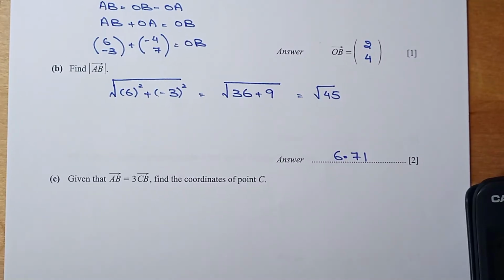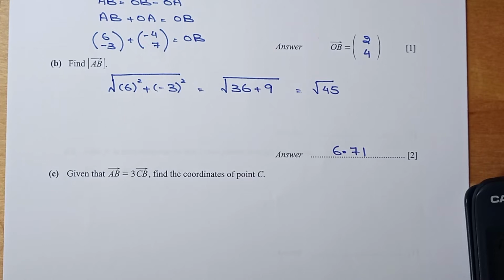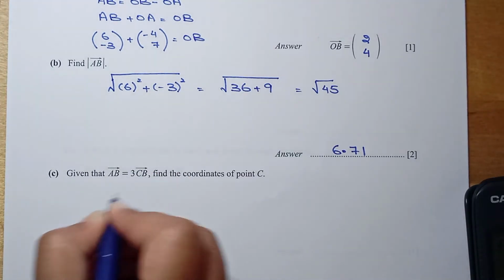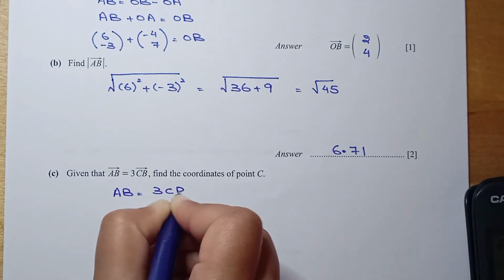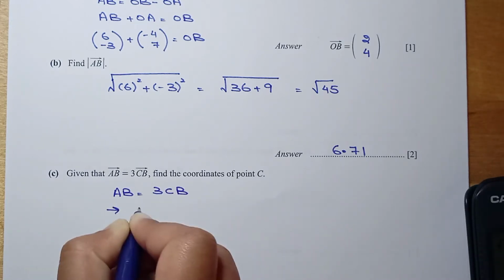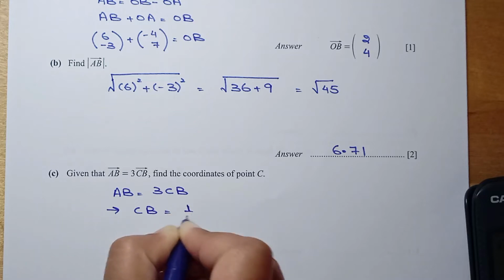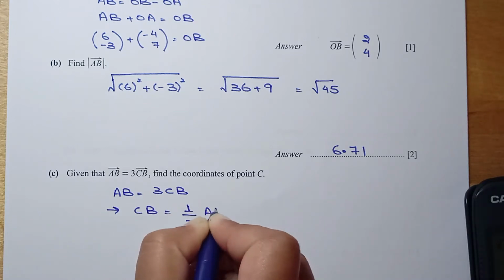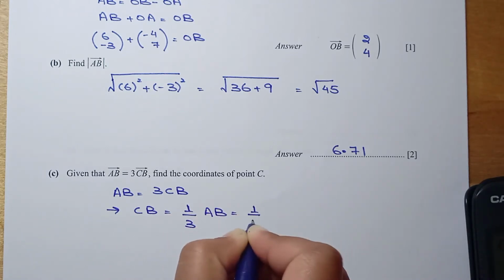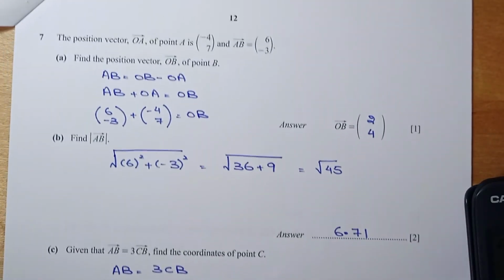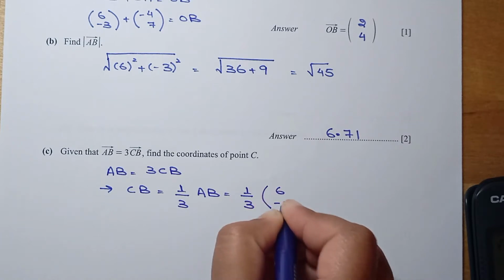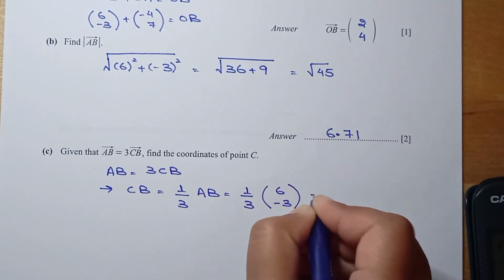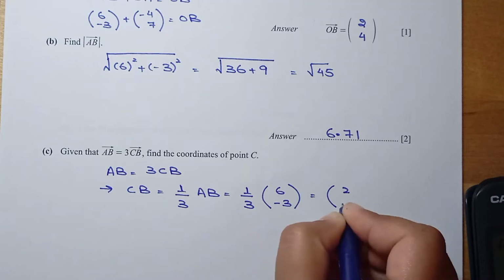Now for part C, given that AB is 3 times CB, find the coordinates of the point C. Okay, so if AB is 3 times CB, what is CB? CB is 1/3 of AB. So this is 1/3, and AB we have been given at the top, that is (6, -3). So 6 over 3 is 2, and -3 over 3 is -1.